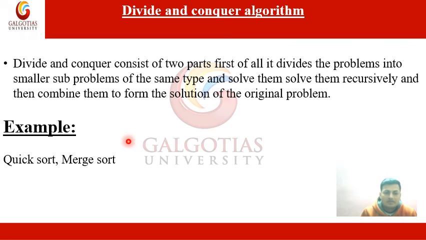Next is quick sort, next is merge sort. These are the two examples of the divide and conquer algorithm, that is quick sort as well as merge sort.